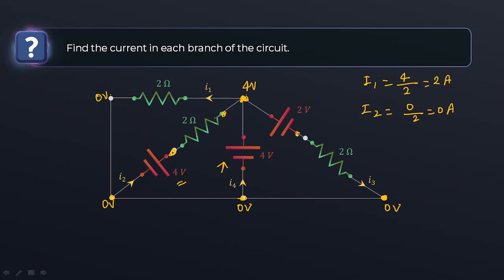Now third, here it is 4 volts. When we cross the battery, this will be 2 volt. And across the resistor, the potential drop is 2 volt. So we can say that I3 will be equal to 2 volt divided by 2. So that will be equal to 1 ampere. Yes or no?